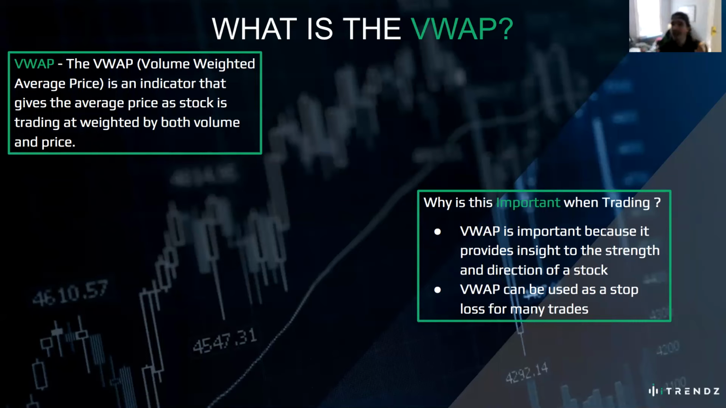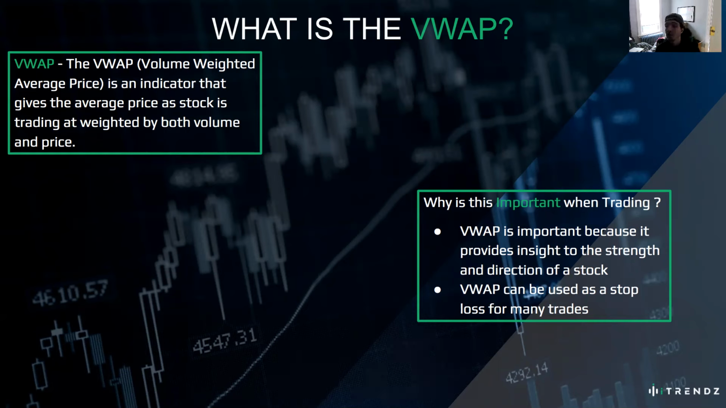So the volume weighted average price is the VWAP, right? It's an indicator that gives the average price of a stock weighted by both the volume and the price. So unlike an MA, which will give you the average price over a specific period of time, the VWAP will give you the price and volume over a specific time. Traders like to use it as a support and resistance or a stop loss on a stock.